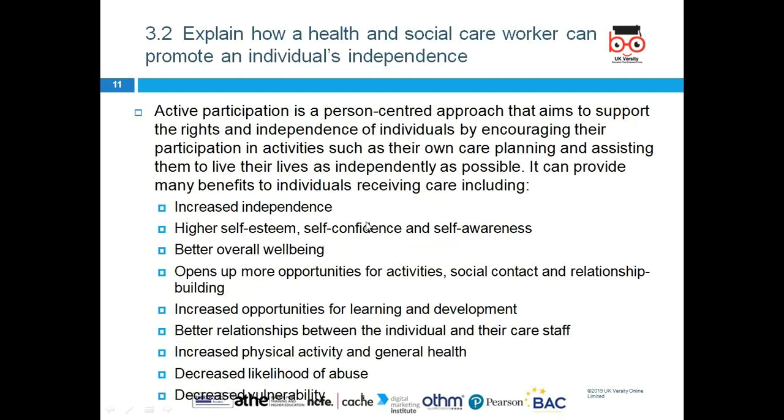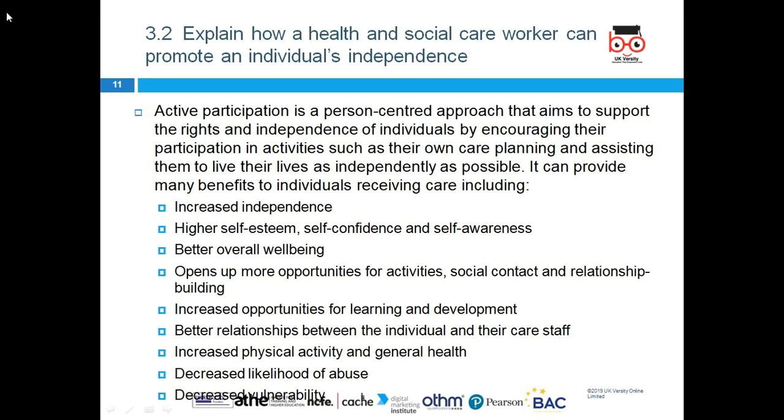Okay, so we're going on to 3.2. This section is all about independence, and the question is to explain how a health and social care worker can promote an individual's independence. So we're going to be looking at how, as I said, the health and social care worker can promote an individual's independence. I can't say that word today. Independence.